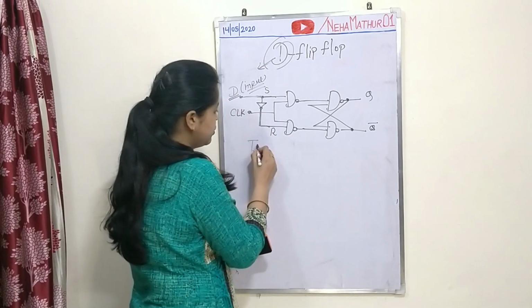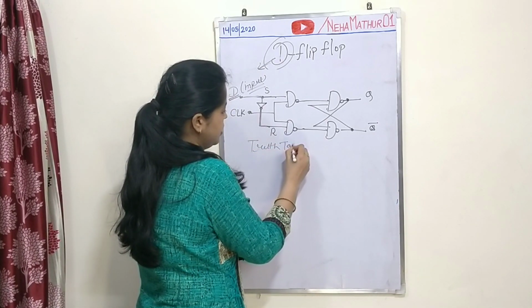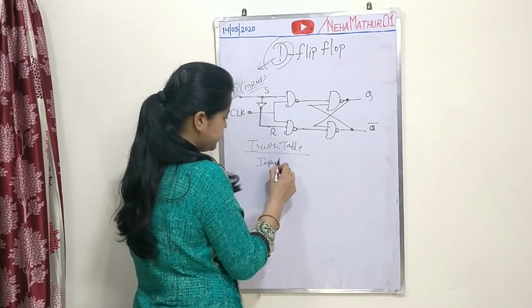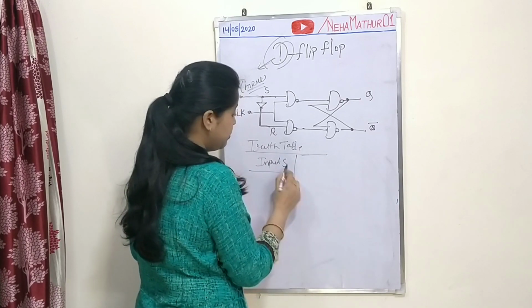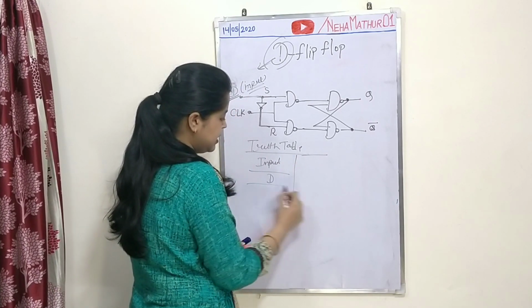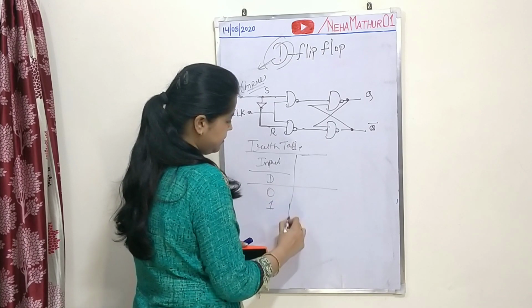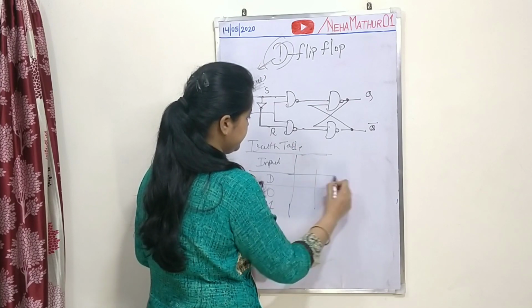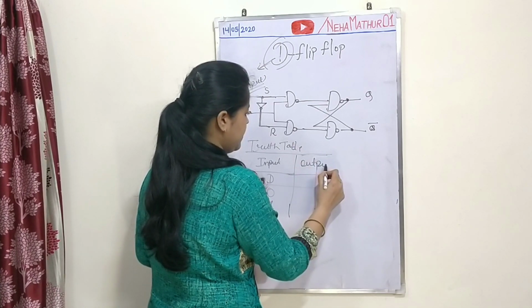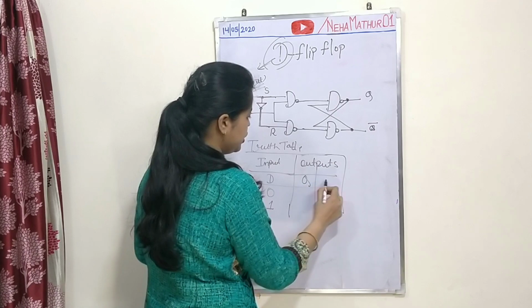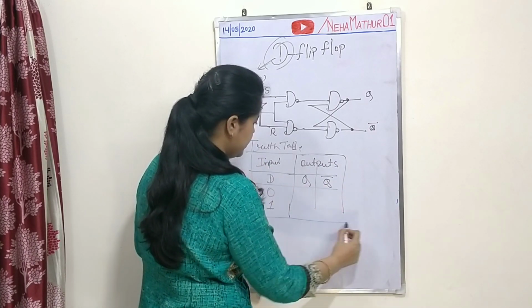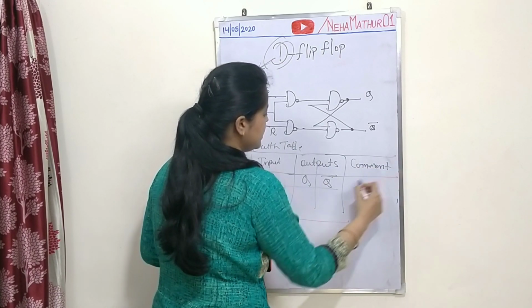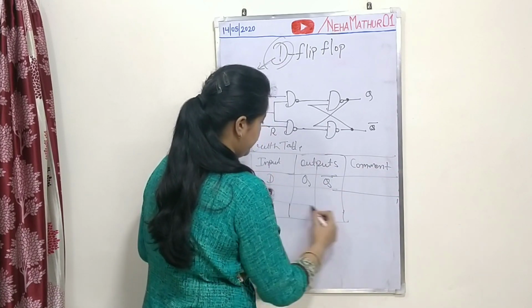So I am just drawing the truth table for this flip-flop, in which you will have inputs. Only one input we have, that is D, and it may be 0 or 1, and your 2 outputs Q and Q bar. Outputs Q and Q bar, and here I will mention comment. Comment means the specific states.